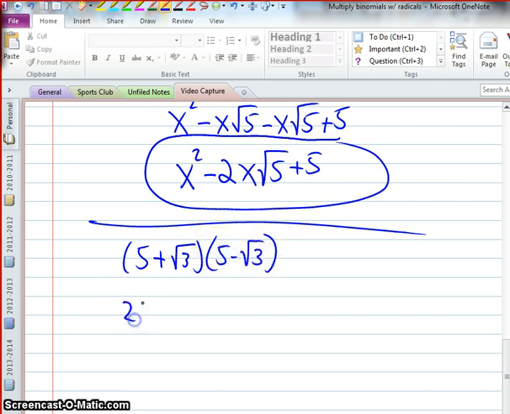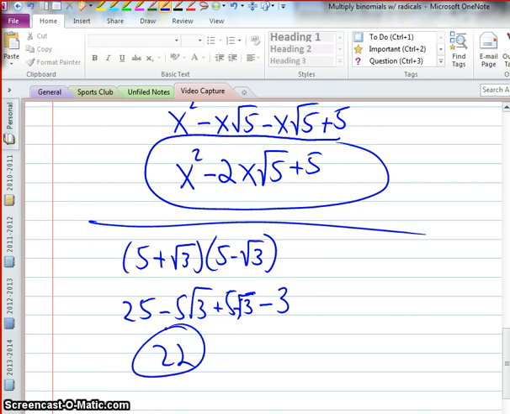So here you'll see 25 minus 5 square root of 3 plus 5 square root of 3. Oh, it's an ugly radical, sorry. Minus square root of 3 times square root of 3 is 3. So that's 25 minus 3 is 22, but then notice whenever you do a sum and difference model like this, the outside and inside parts of the FOIL are going to cancel. That's all you got, 22.